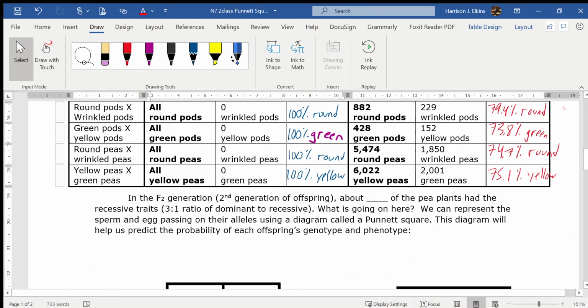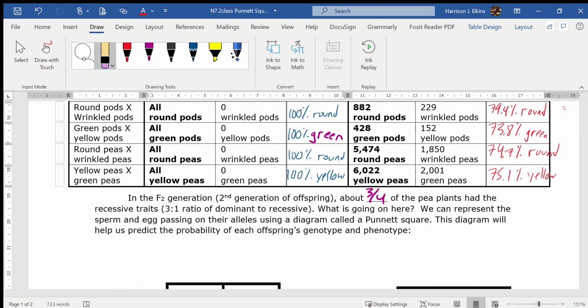All right. So in the F2 generation, about 1/4 of the pea plants had the recessive trait. Another way we could say this is a 3-to-1 ratio. That means for every 3 dominants, I have 1 recessive.